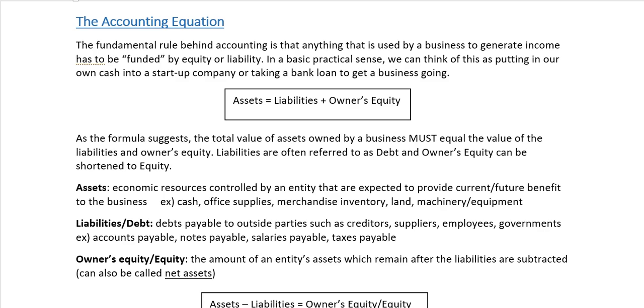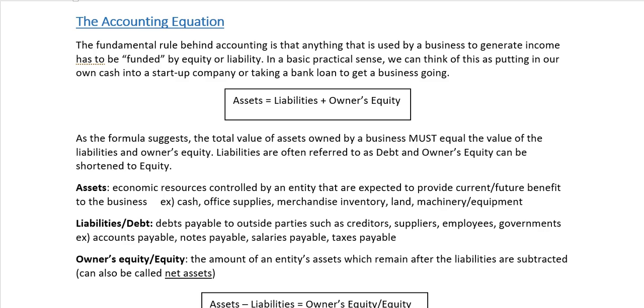So as the formula suggests, the total value of assets owned by a business must equal the value of the liability and owner's equity. Liabilities are often referred to as debt, and owner's equity can be shortened to just equity.